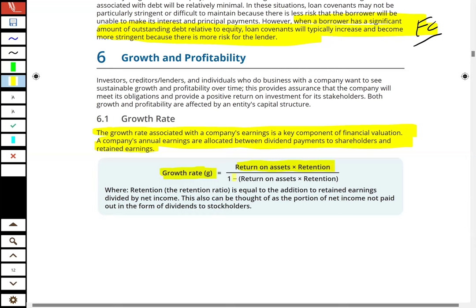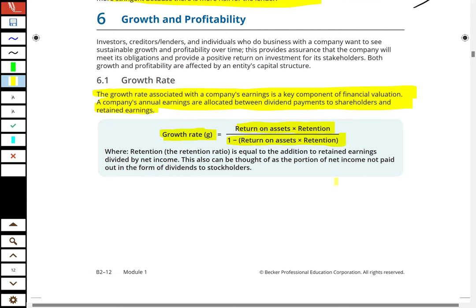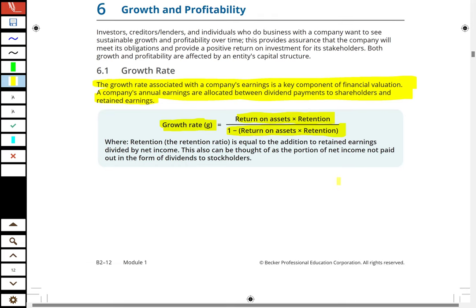And then we will divide that by one minus the return on assets times the retention. And that's the growth rate. So the question becomes, how do we calculate the retention rate? The retention rate is equal to the addition to retained earnings divided by net income. This can also be thought of as the portion of net income not paid out in the form of dividends.